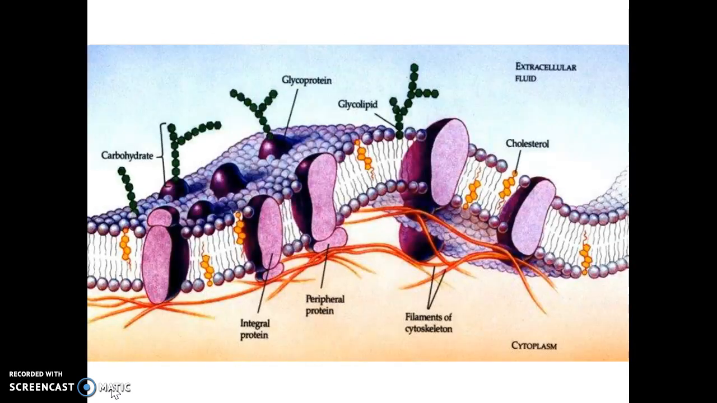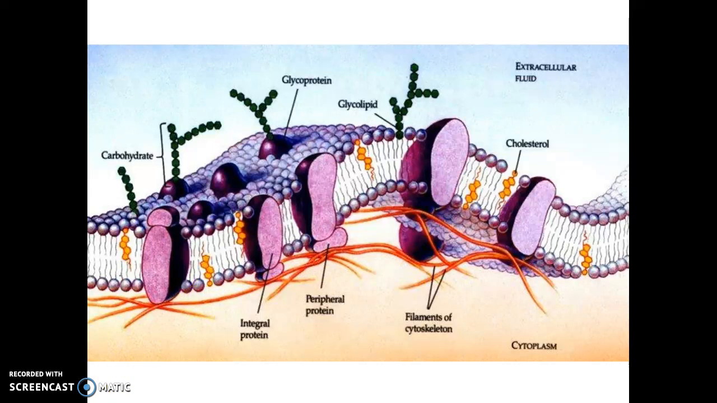So the fluid mosaic model is that the membrane has fluidity, that things are actually just floating in it. The membrane structure is not static, but instead very, very dynamic. The phospholipid bilayer includes many other things besides just the phospholipids.